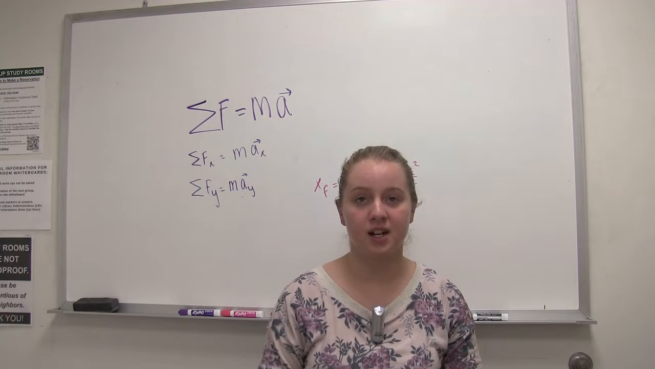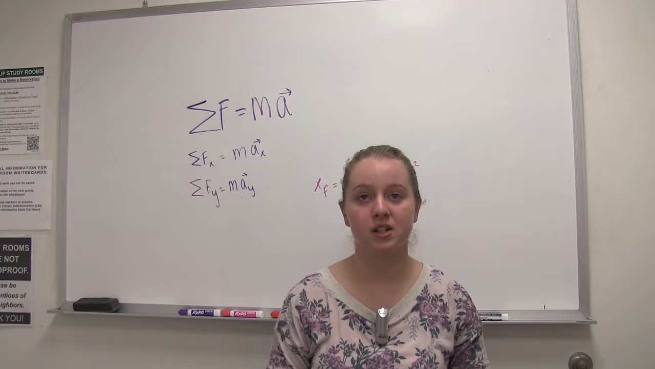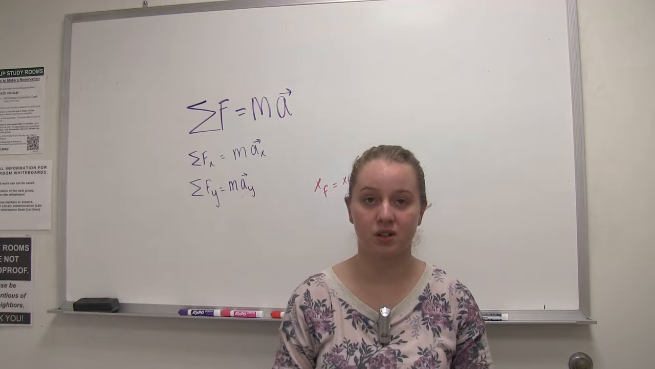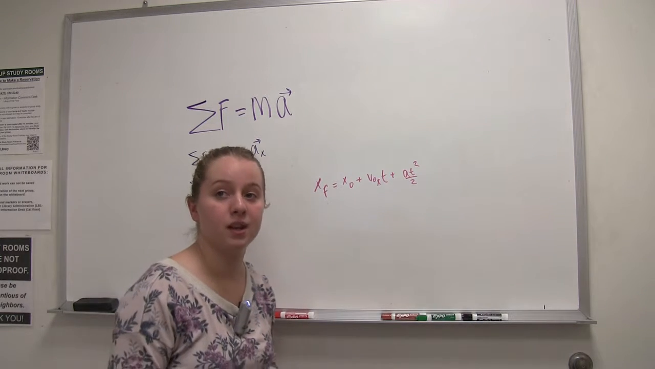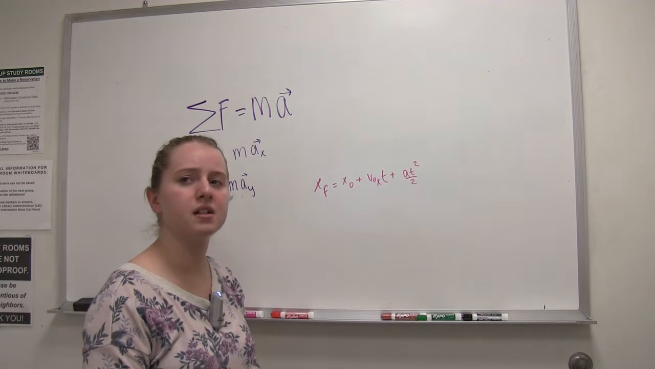Newton's second law relates the acceleration of an object to the vector sum of all the forces exerted on that object. In other words, Newton's second law lets us relate the concept of acceleration to the sum of forces. Now we can use this formula with the mass and acceleration to find the sum of forces. But why is this helpful?